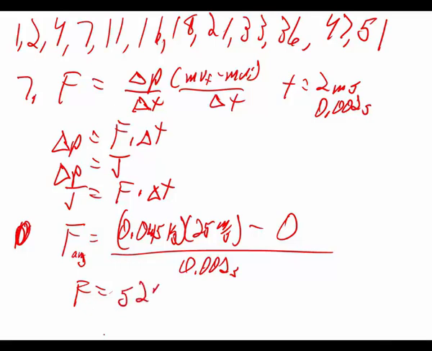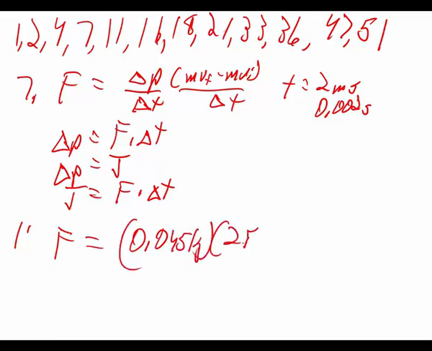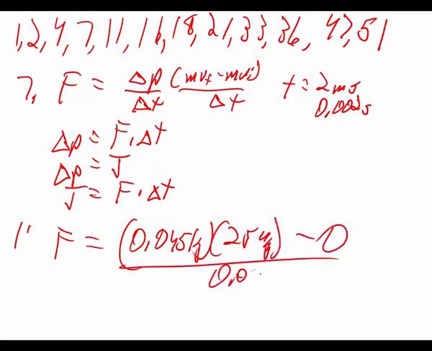562 point... Good grief. Are you serious? Yeah, I am. Son of a gun. Yes. So 0.045 kilograms times 25 meters per second minus 0, divided by 0.0002 seconds. And the force is 562.5. All right, now, what are the units?